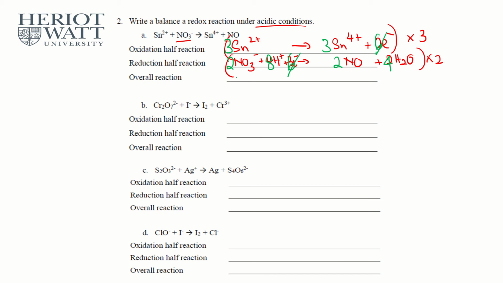So overall here, I just put it like that: 3Sn2+ plus 2NO3- plus 8H+, no more electrons, forming 3Sn4+ plus 2NO plus 4H2O. All right, so this is the overall reaction after we balance it. So first question done. Okay, second question.